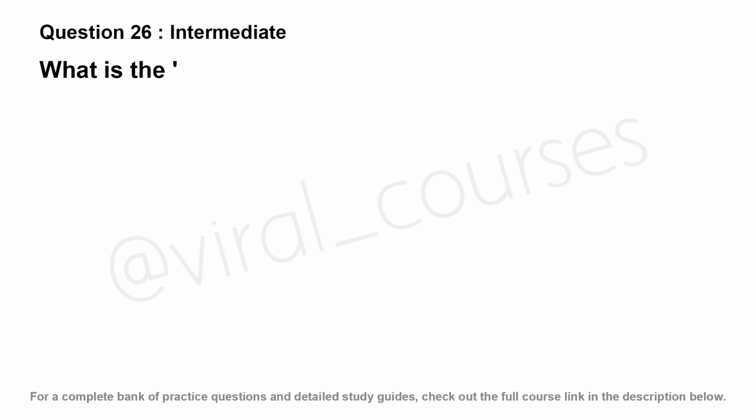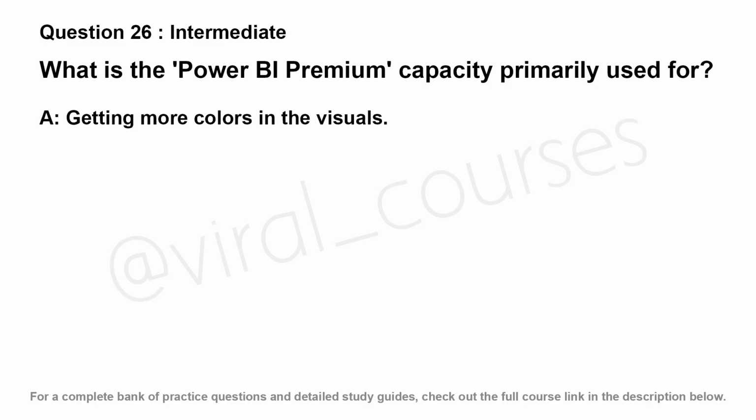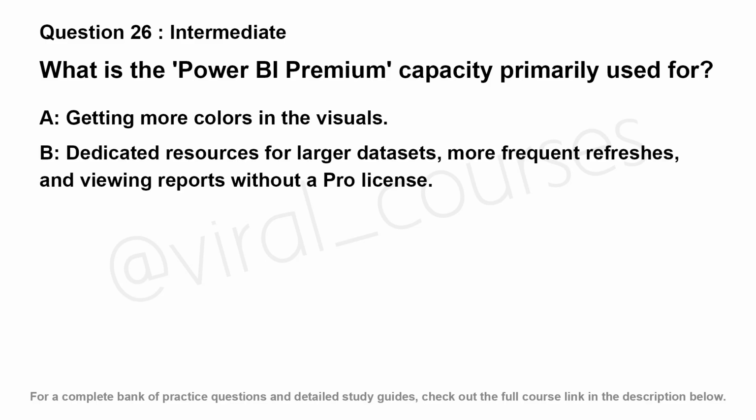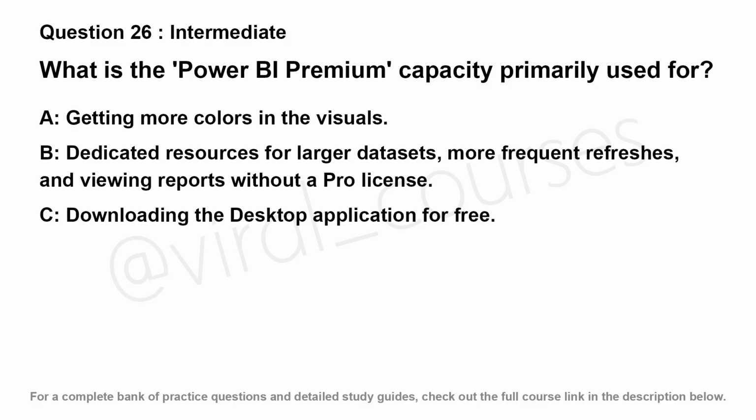What is the Power BI Premium capacity primarily used for? Option A: getting more colors in the visuals. Option B: dedicated resources for larger datasets, more frequent refreshes, and viewing reports without a Pro license. Option C: downloading the desktop application for free. Option D: accessing more than 100 Excel files.